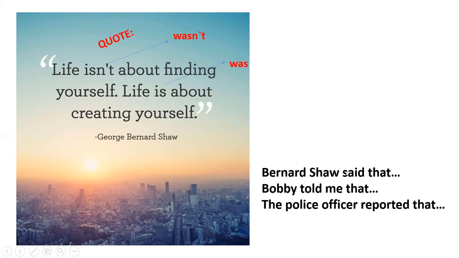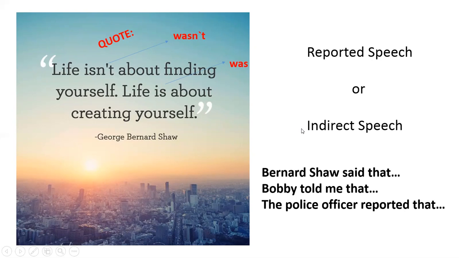We can use different words to quote another person's speech, with words like said, Bobby told me that, the police officer reported that, and after that we use the message that was told by the person mentioned at the beginning of the sentence. That's what reported speech is about, and it's very often called indirect speech.